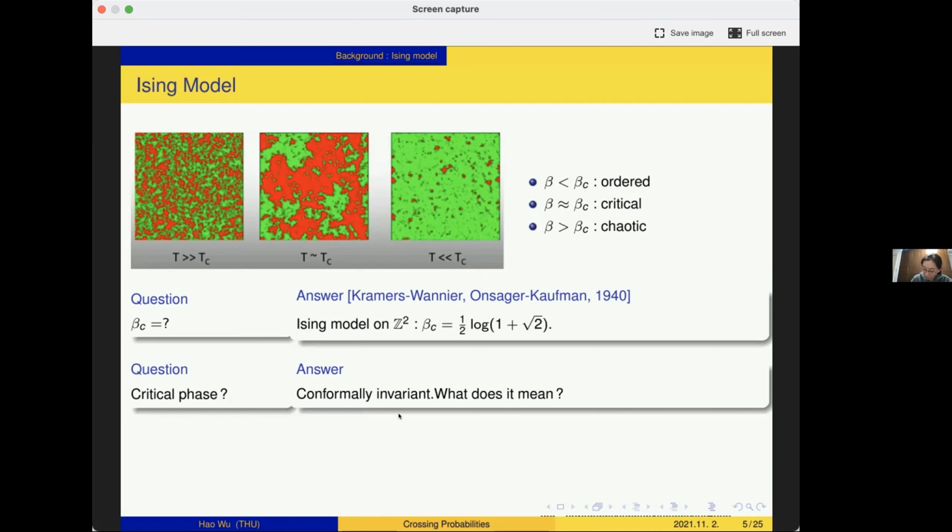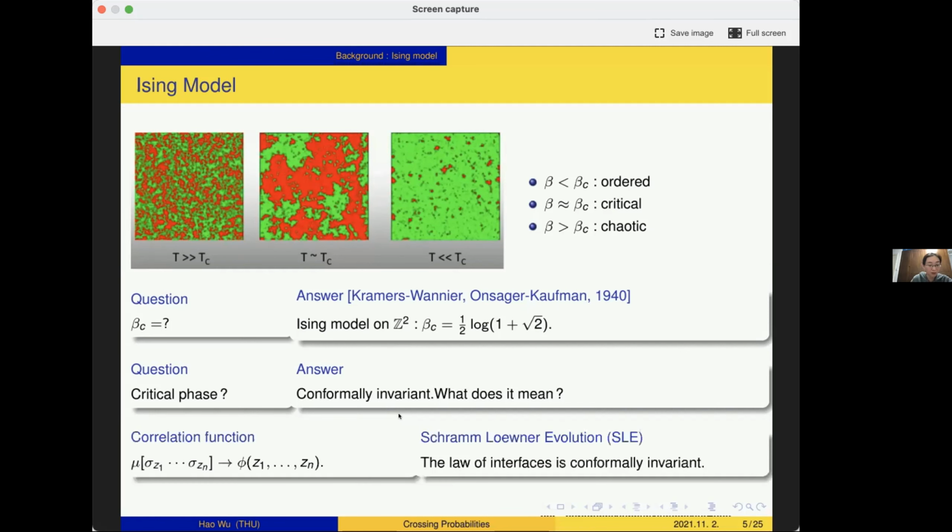There are at least two ways to understand such conformal invariance. One way is to calculate the correlation function for the spin system. Suppose we pick n points in the domain, and we take the product of the n spins. We take the expectation, and after normalizing properly, this correlation function will converge to a function in the variables z1 to zn. This function is what we call the correlation function in the continuum. And this correlation function will become conformally covariant.